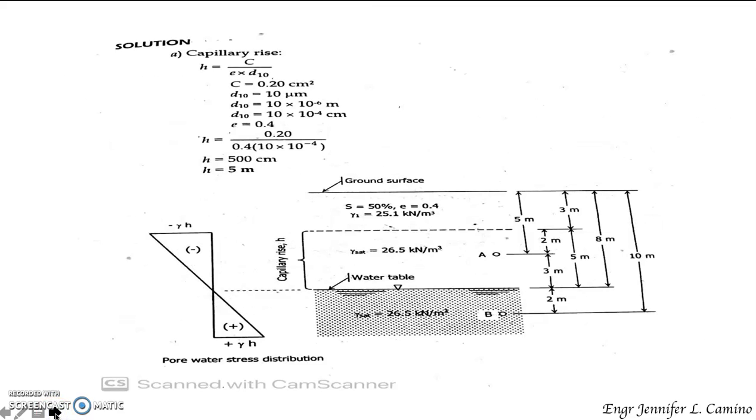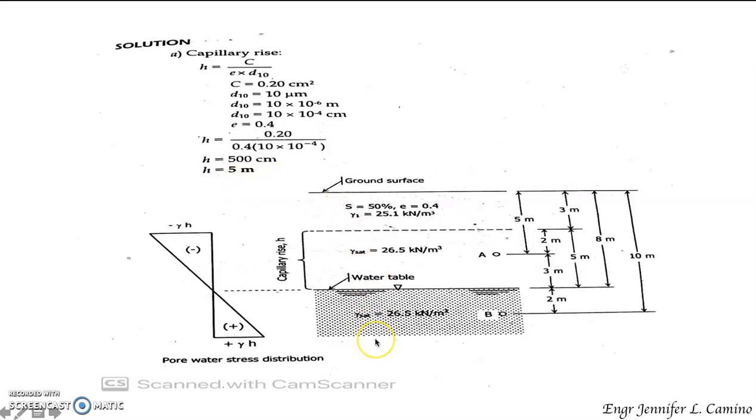So for this problem, we're trying to solve first for the capillary rise. This is the equation for capillary rise. We're given our C, our D sub 10, and our e. So we substitute the given values for the parameters. Our h, which is the height of the capillary rise, is 5 meters.